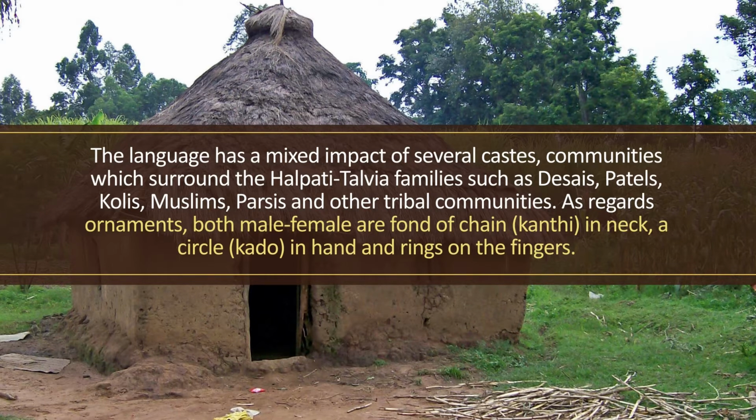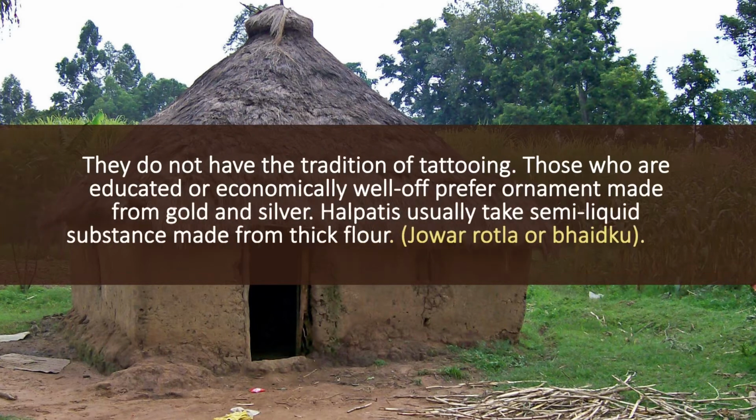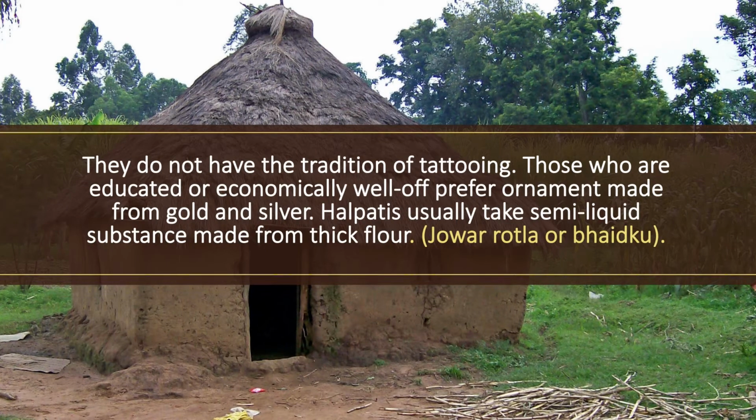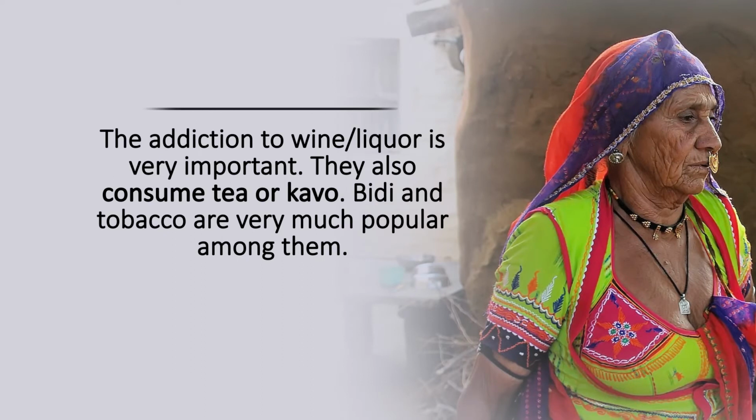As regards ornaments, both male female are fond of chain in neck, a circle in hand and rings on the fingers. They do not have the tradition of tattooing. Those who are educated or economically well off prefer ornament made from gold and silver. Halpatis usually take semi-liquid substance made from thick flour. The addiction to wine or liquor is very important. They also consume tea or kava. Bidi and tobacco are very much popular among them.